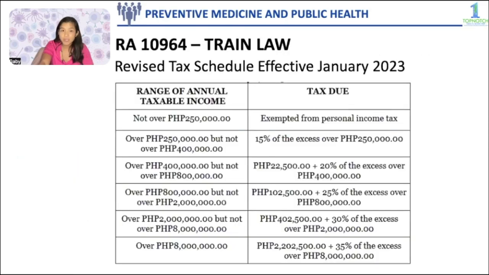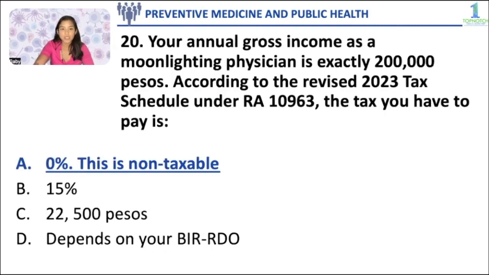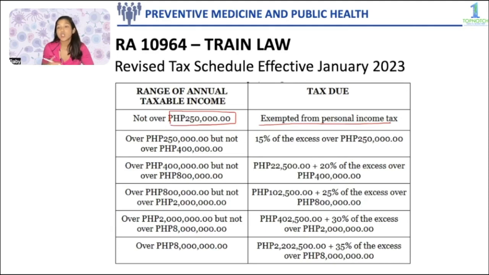So bakit 0%? Let's go through the TRAIN law or the revised tax schedule. Depending on the range of your annual taxable income, the tax will also vary depending on that. So as long as it's less than 250,000 pesos, you are completely exempt from personal income tax. So yung question kanina, what about the 15%? You would only be charged 15% if you are earning over 250,000 but not over 400,000. Now note, you will be taxed 15% of the excess over 250,000.